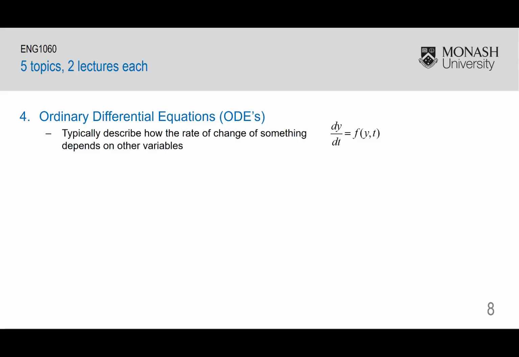The fourth topic is ordinary differential equations, or as we will call them, ODEs. Typically, ODEs describe how the rate of change of something depends on other variables, and for a typical first order equation we would write dy/dt is equal to some function of y and t. That's a typical first order ordinary differential equation. And so where do these arise in practice?